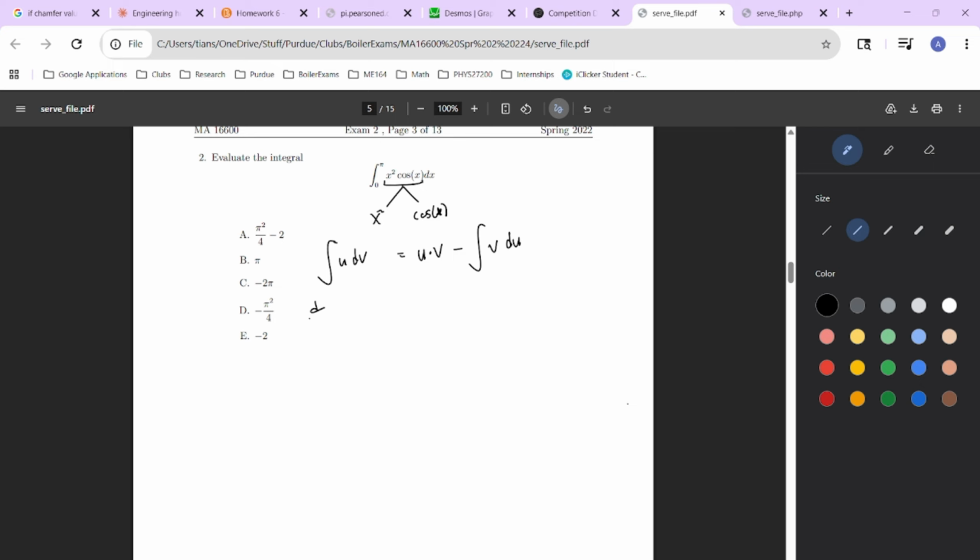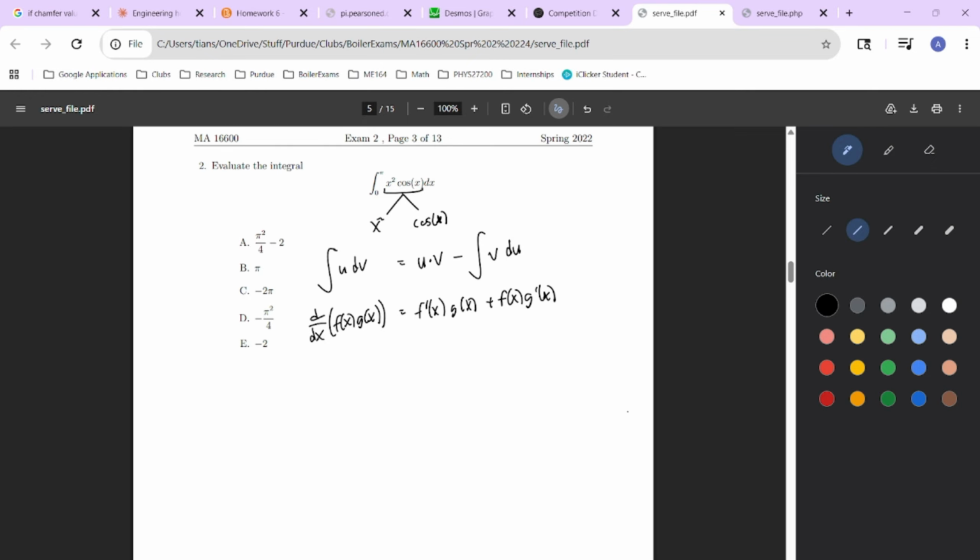Let's say you take the derivative of some product of two functions. That, of course, would be equal to f prime of x times g of x plus f of x multiplied by g prime of x. Now, if you were to integrate both sides with respect to dx, what happens then? This just becomes f of x times g of x. This becomes the integral of f prime of x times g of x dx, and then plus the integral of f of x multiplied by g prime of x dx.